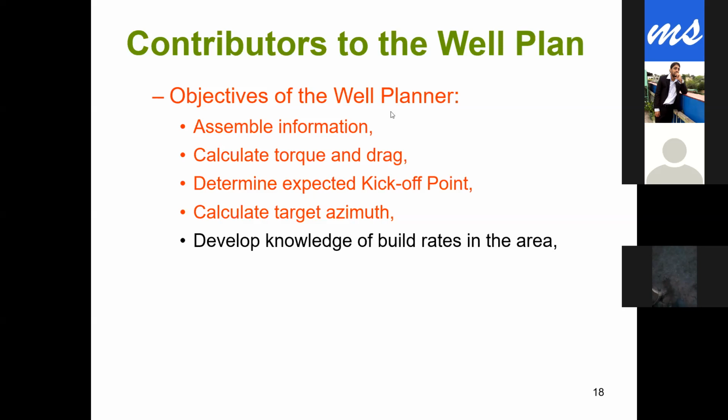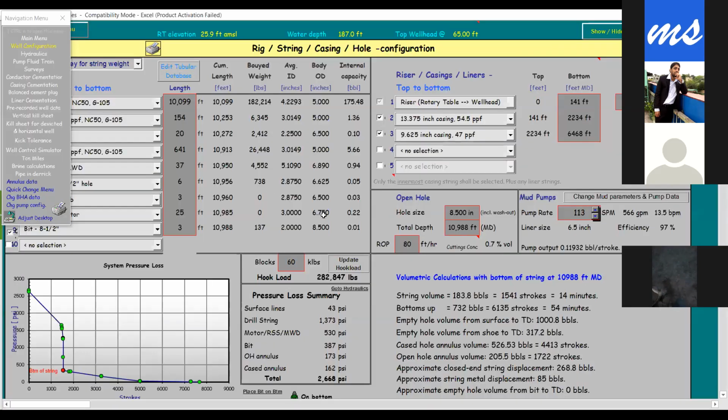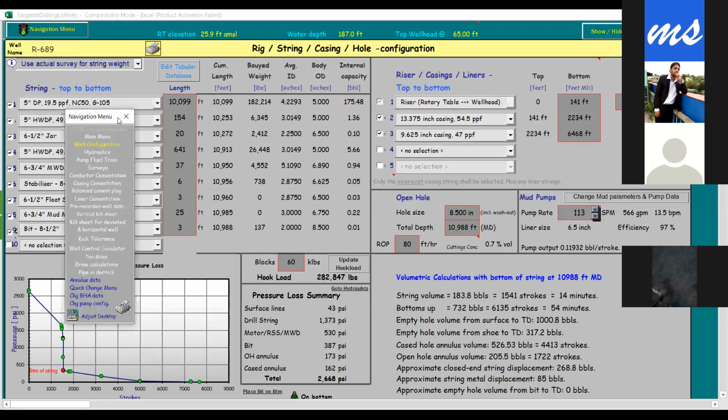Also, for your information, inshallah, we will be working on this software, which is well-planned software, and I will share it on the Google class. It's free on the website, so anyone who wants to download it can. It's very nice software.